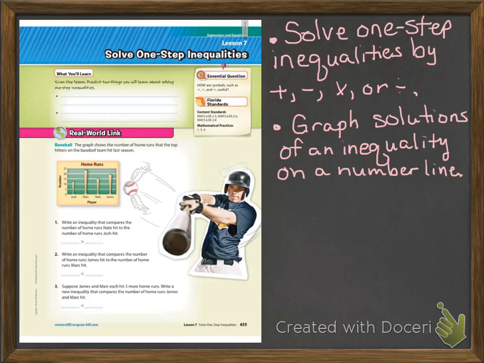Next, I would like for you to look at the real world link. The graph shows the number of home runs that the top hitters on the baseball team hit last season. What I would like for you to do is go ahead and look at the table that is listed right here that I just put a bubble around, and I want you to fill in the correct numbers that go along with what is being represented by each question that is being asked. So go ahead and pause the video, and when you come back, we will go through all three examples.